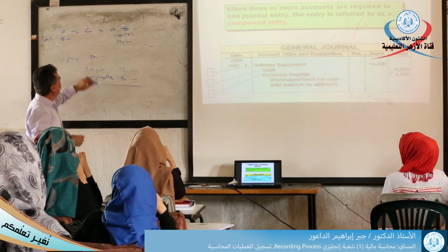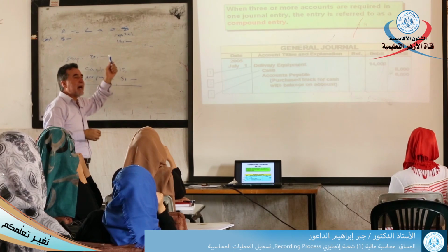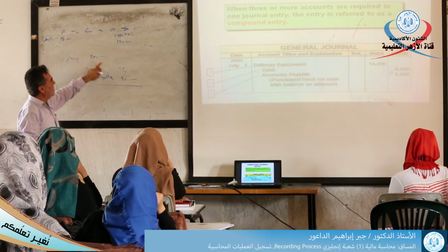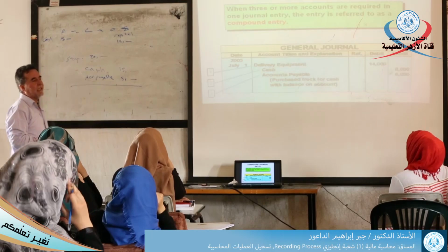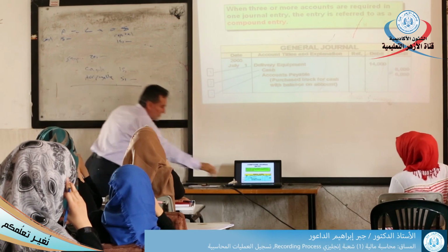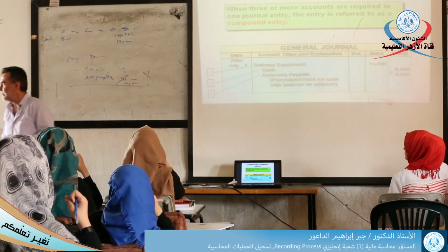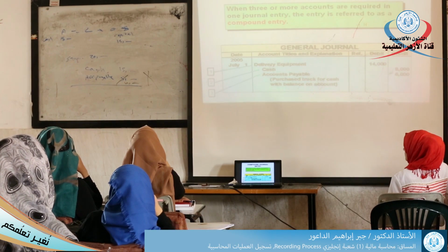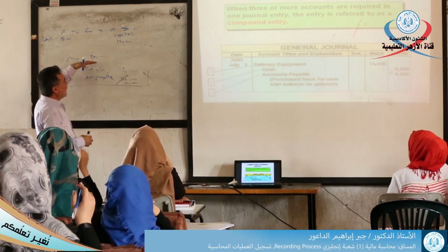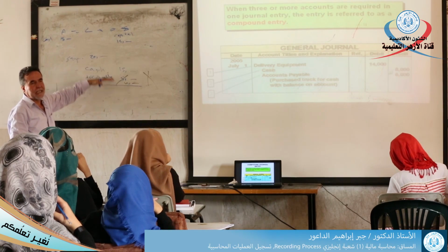Also, the amount in the debit side must equal the amount of the credit side. 20,000, 15,000 plus 5,000 equals 20,000. But if accounts payable here were $4,000, the entry would be incorrect, because the amount of the debit side must equal the amount of the credit side.